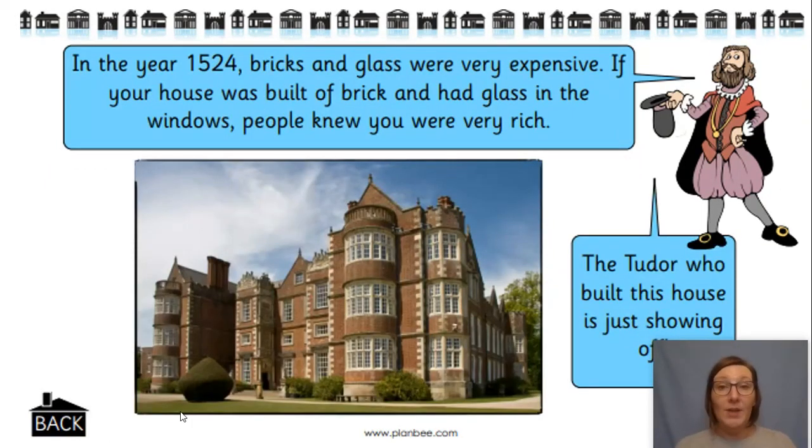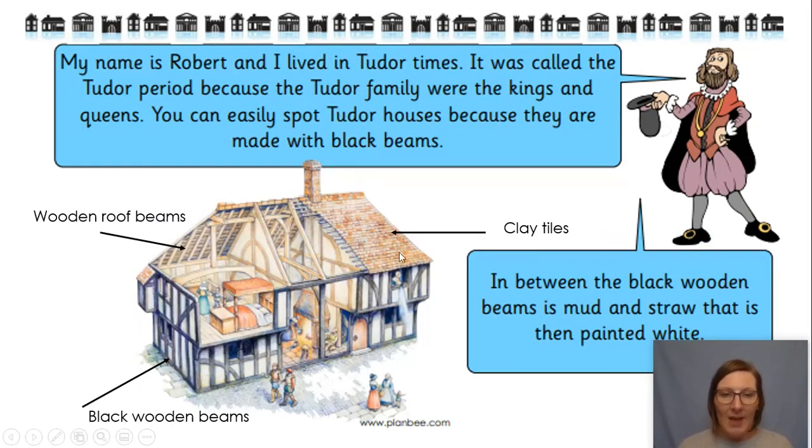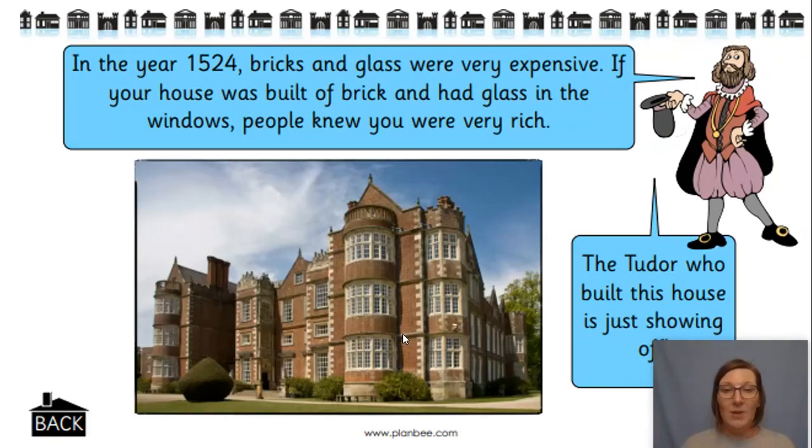Now, this is a very grand house. In the year 1524, bricks and glass were very, very expensive. If your house was built of brick and it had glass windows, people knew you were very rich. And if we look back at this house here, they just have open areas that were the window. There's nothing in there to protect them, no glass. So the Tudor who built this house was just showing off with all the money that they had.